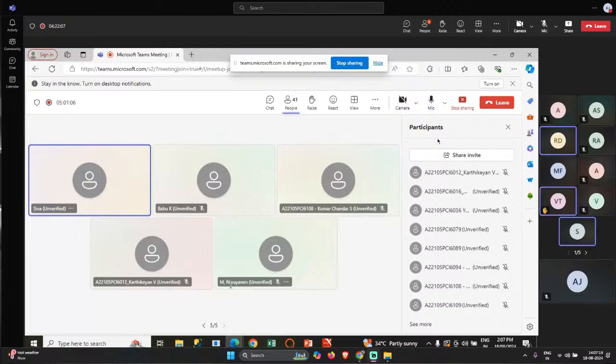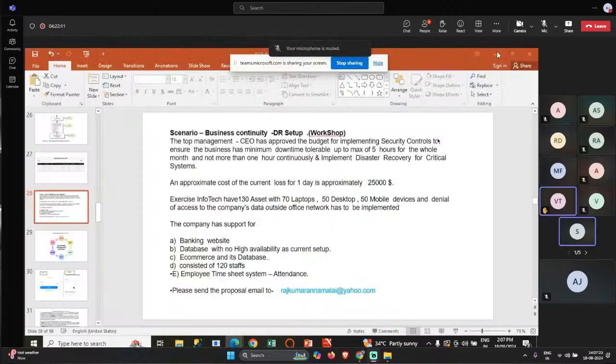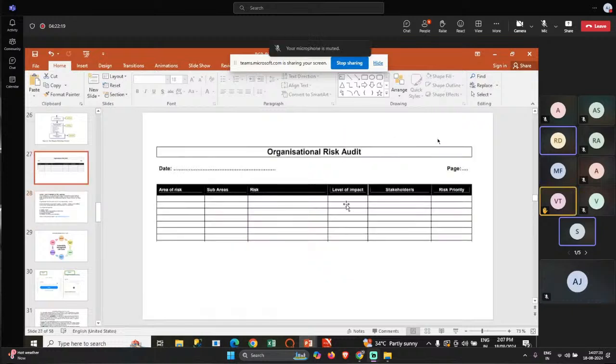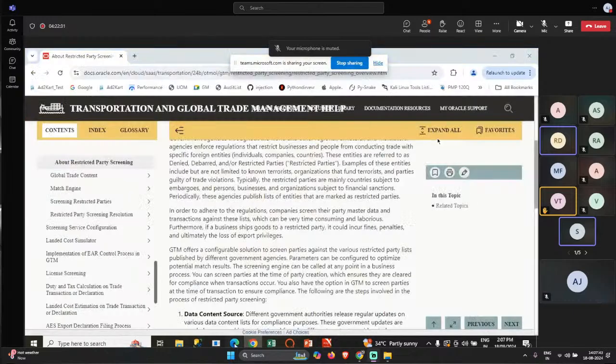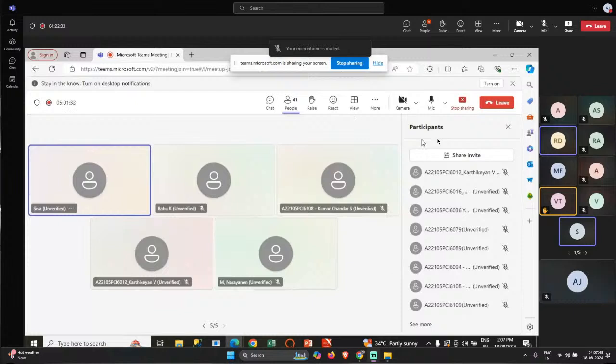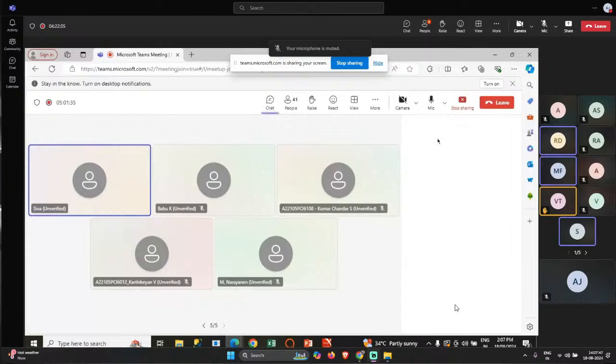Kumar: Sir, can you share the template in the chat? We need to manually type it. No, you don't need to type. You just look at the screen here. It is only 4 columns. You can choose 1, 2, 3. Just choose the heading alone. That is more than enough. Area of risk, sub risk, risk. I don't see an option to chat and share it on the chat.